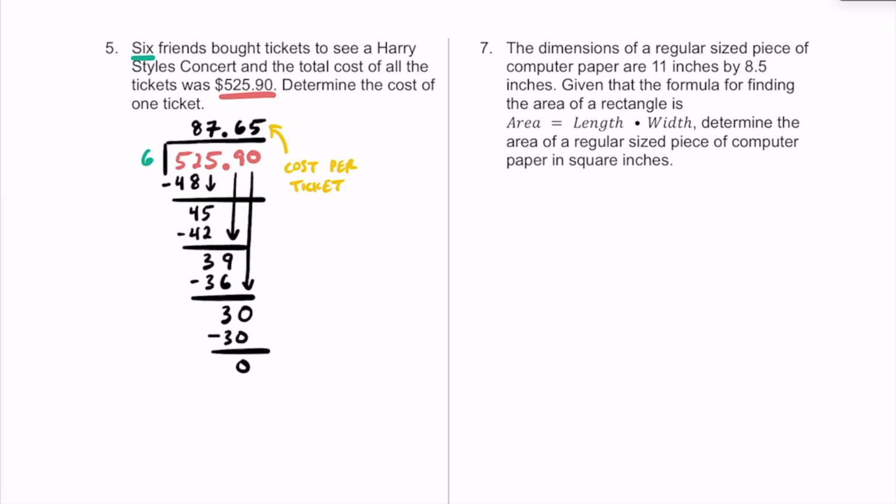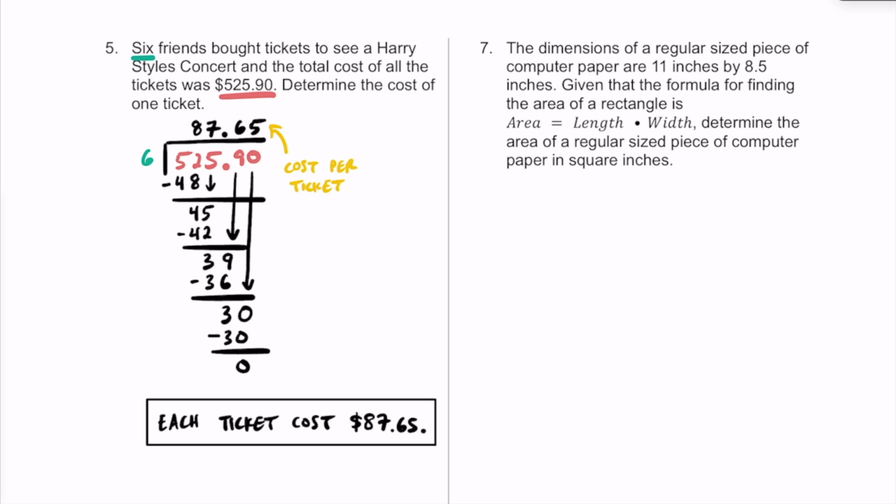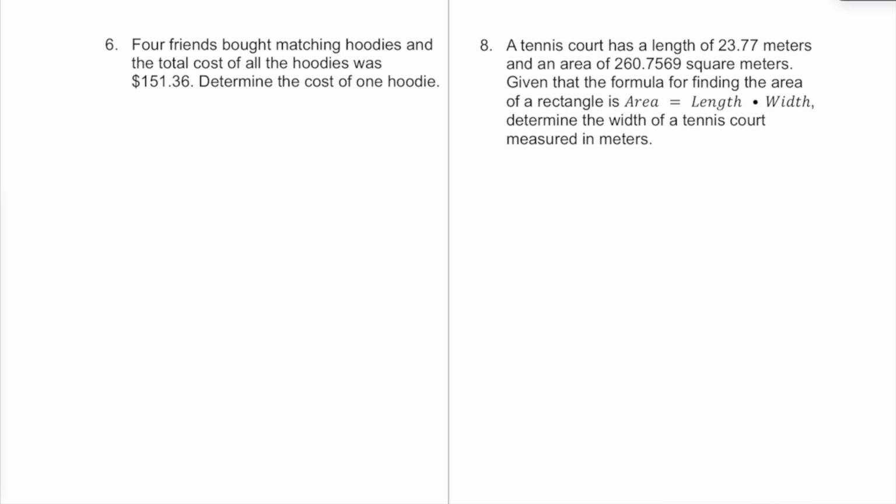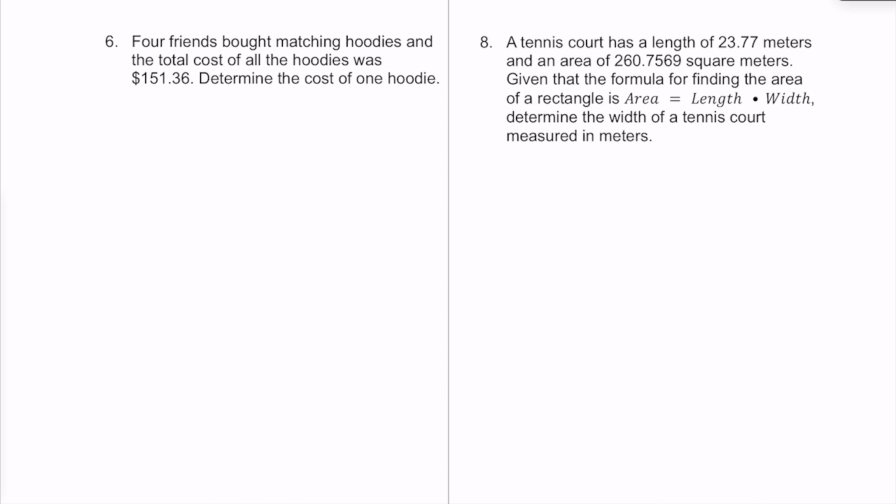This 87.65, or the quotient, is going to be the cost per ticket. So assuming all the tickets were the same price, each one is going to be $87.65. Let's try another. In this example, we have 4 friends that are buying matching hoodies, so they're all going to be the same price. The total cost of the hoodies is going to be $151.36. Let's go ahead and find the cost of one of these hoodies.